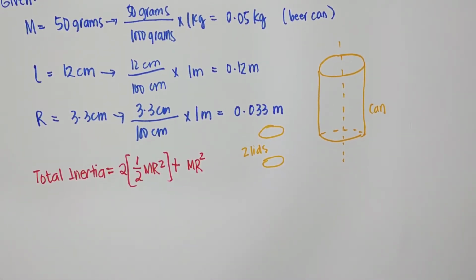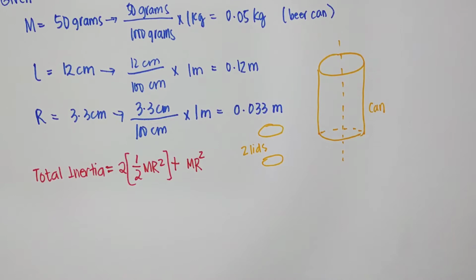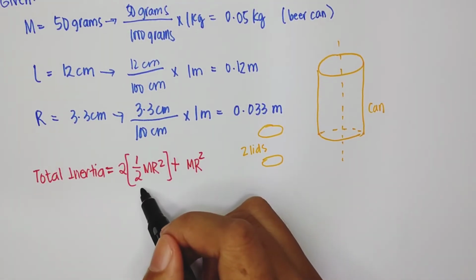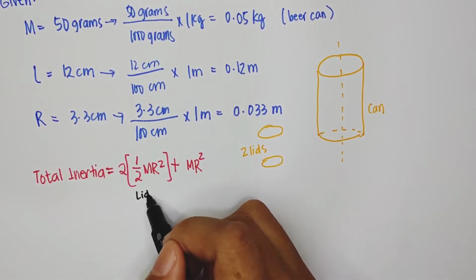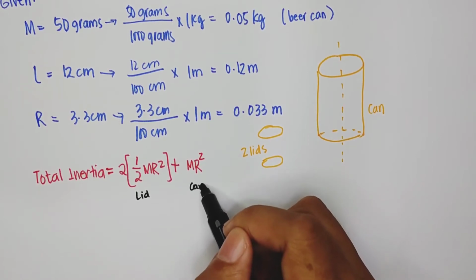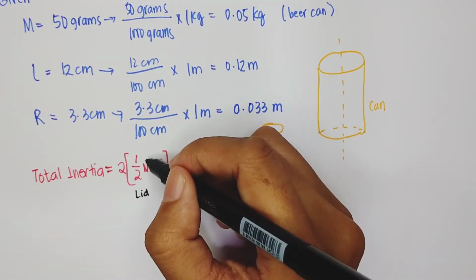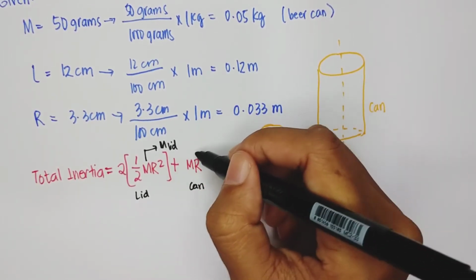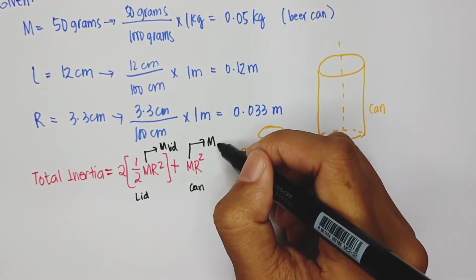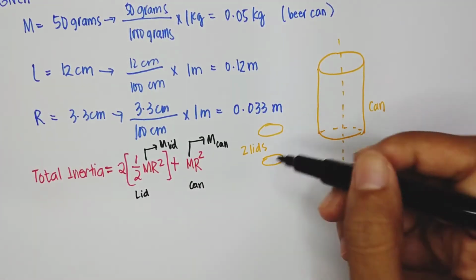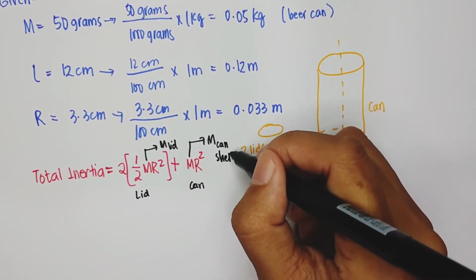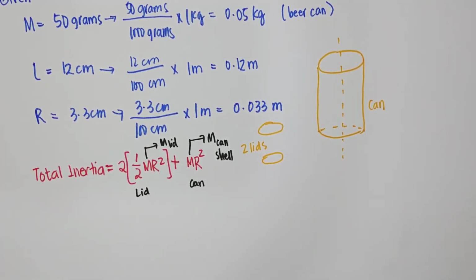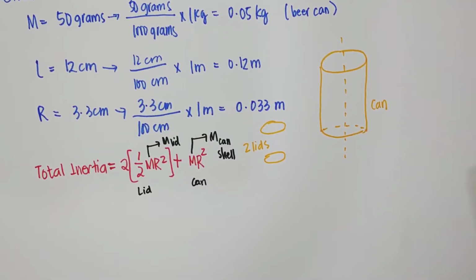However, this mass is for our lid, and this one is for the cylinder or the can. So the mass here is the mass of our lid, and this other mass is that of our can or shell. How are we going to find the mass of that? Let's find the mass.